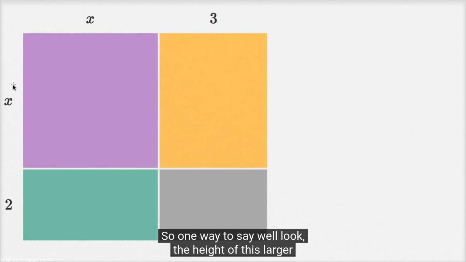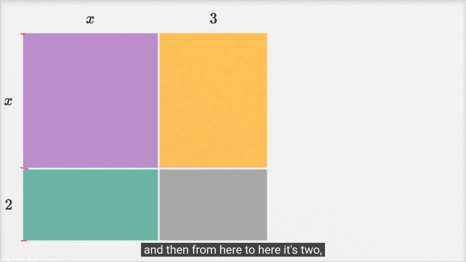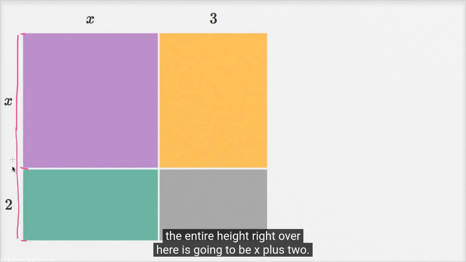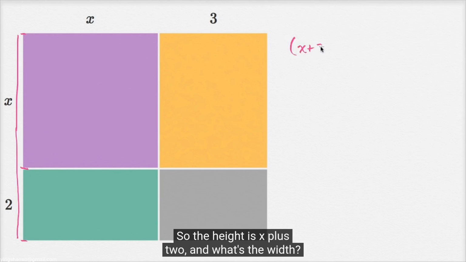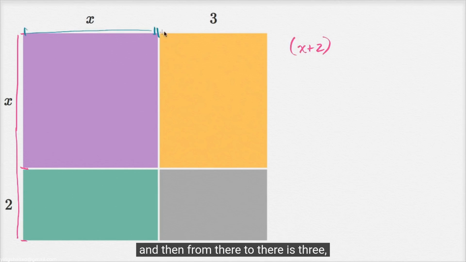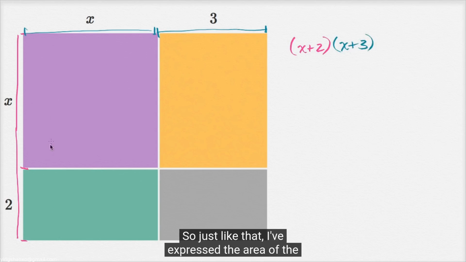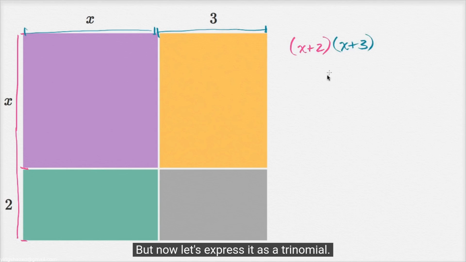So let's think about this a little bit. Look, the height of this larger rectangle from here to here, that distance is x. And then from here to here, it's 2. So the entire height is going to be x plus 2. And what's the width? Well, we go from there to there is x, and then from there to there is 3. So the entire width is x plus 3. So just like that, I've expressed the area of the entire rectangle as a product of 2 binomials. But now let's express it as a trinomial.